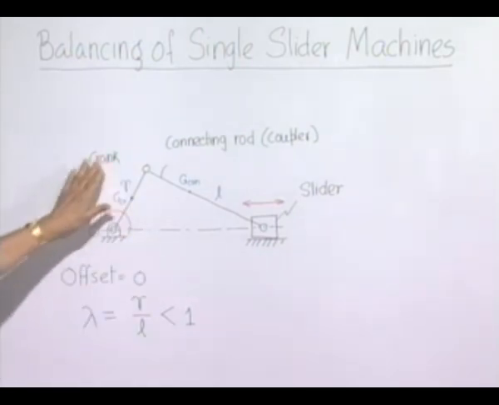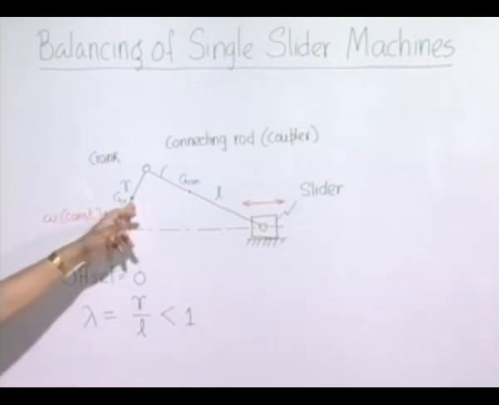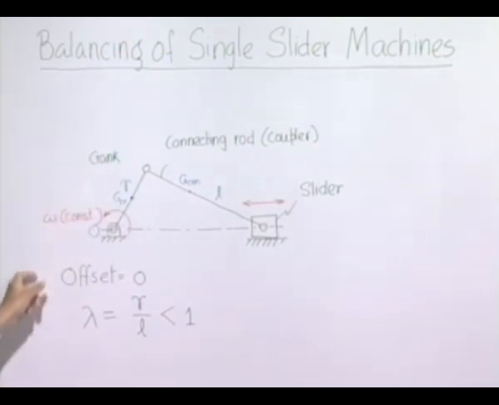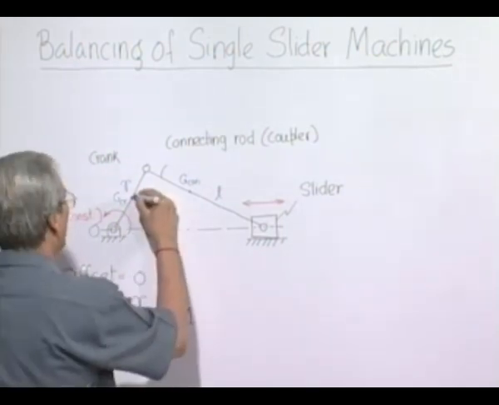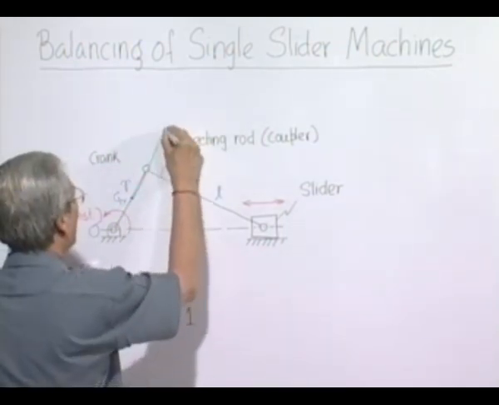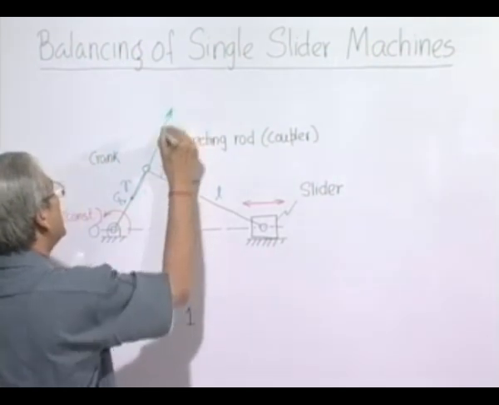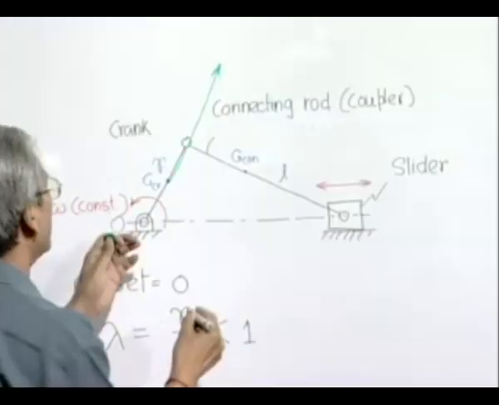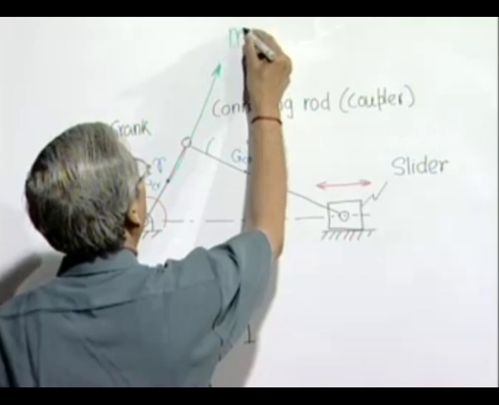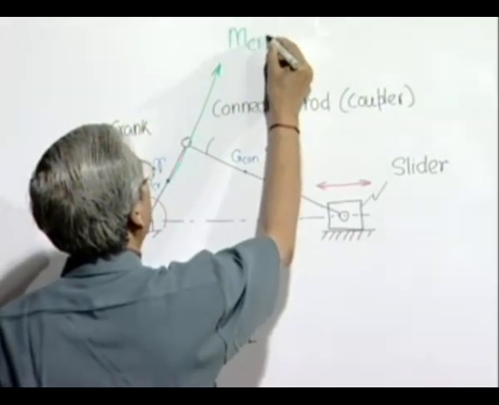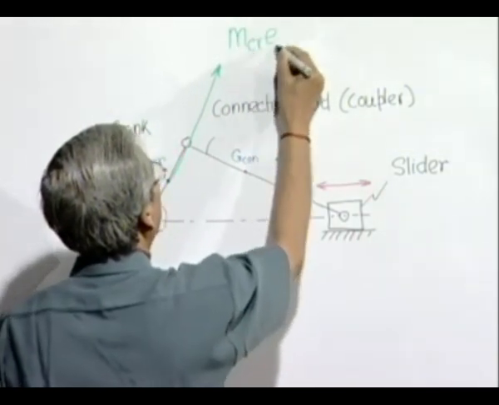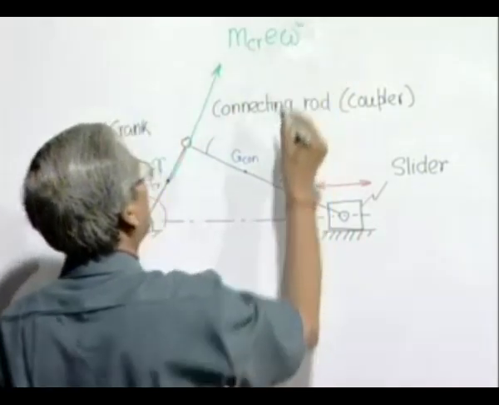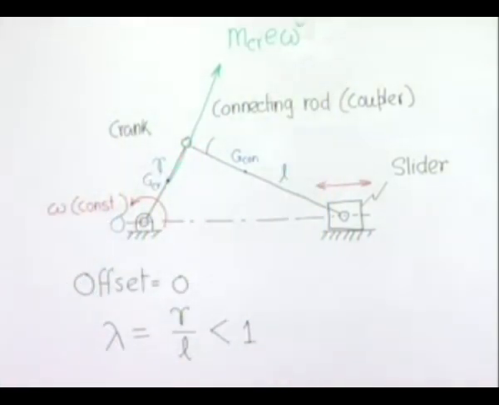So, here the unbalanced force is simply the inertia force. Now, the inertia force of a rotating object is nothing but the centrifugal force. So, the unbalance due to this crank will be nothing but the centrifugal force, which is m crank into r omega square. We have seen this in the previous cases of rotary unbalance.